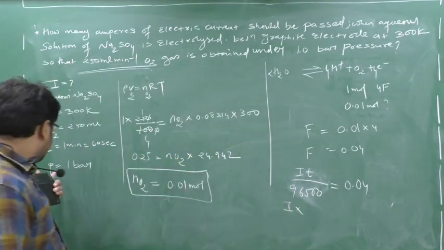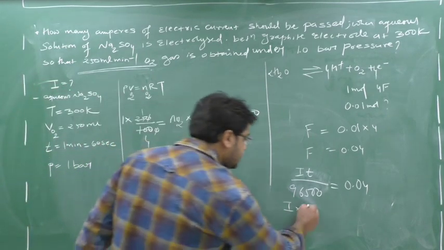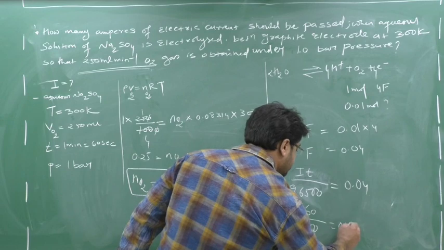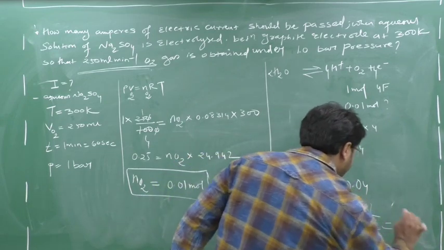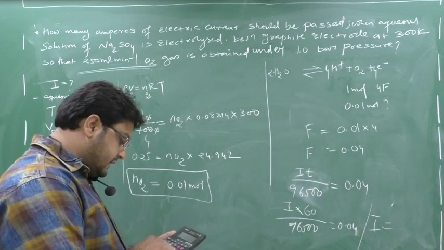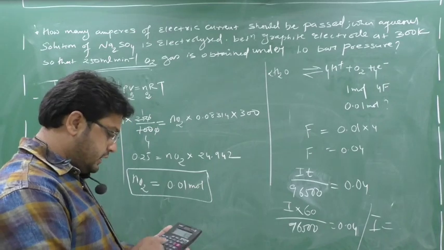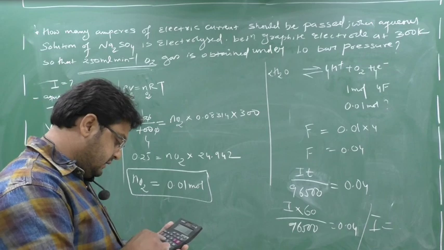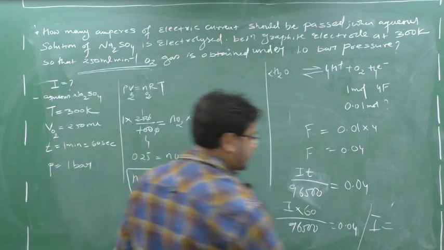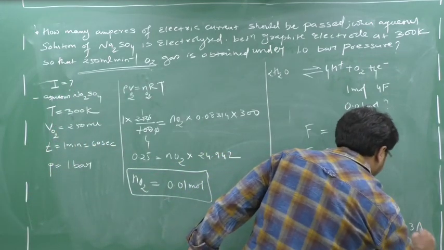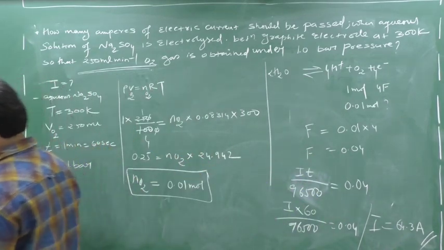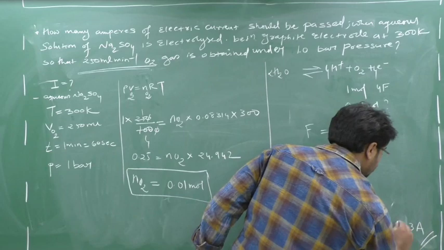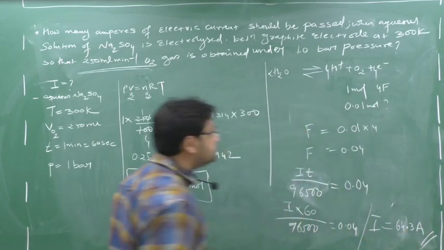Time I have 60 seconds. So I times 60 by 96500 equals 0.04. The current I will obtain is 96500 into 0.04 divided by 60. I will get 64.3 ampere. I get the answer of I as 64.3 ampere. Clear? So this is your answer.